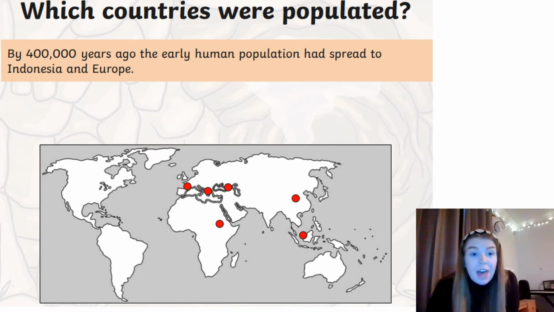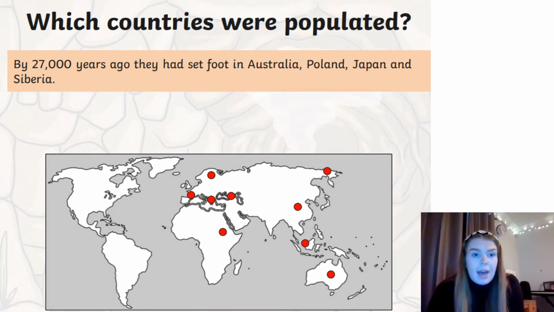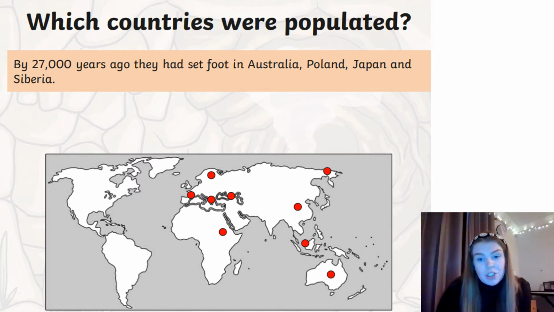So 400,000 years ago, the early human population had spread to Indonesia and Europe. And again, if we look at the map, we can see more red dots are starting to appear in Indonesia and Europe now. So we're spreading more, aren't we, as time goes on? And then by 27,000 years ago, we had set foot in Australia, Poland, Japan, and Serbia. So look, we can really see how, as time went on in the Stone Age, people were gathering in more areas and exploring more of the world and the countries.